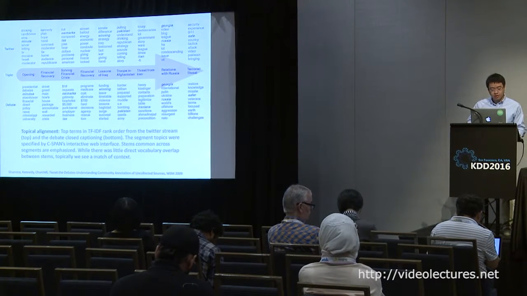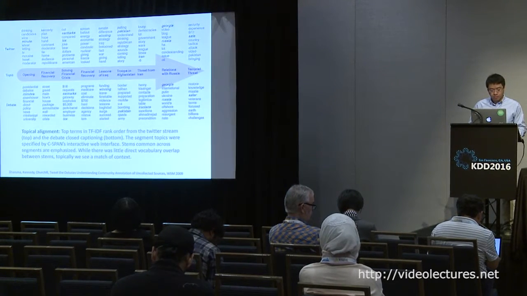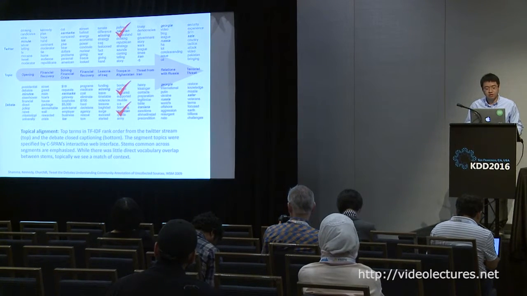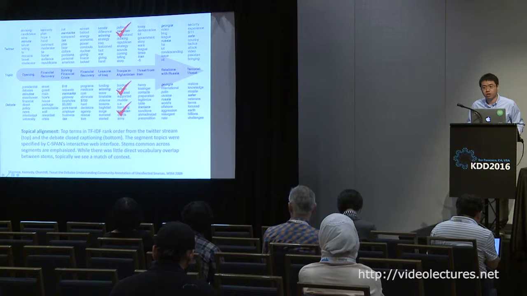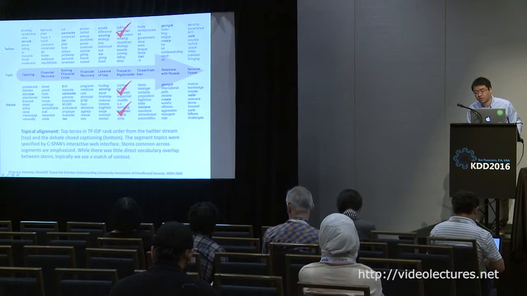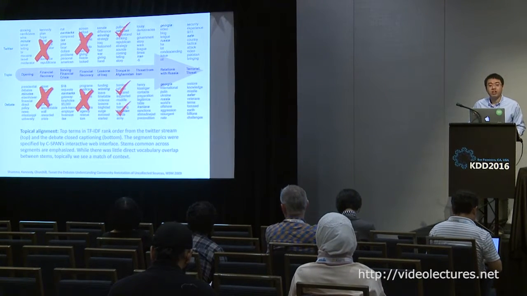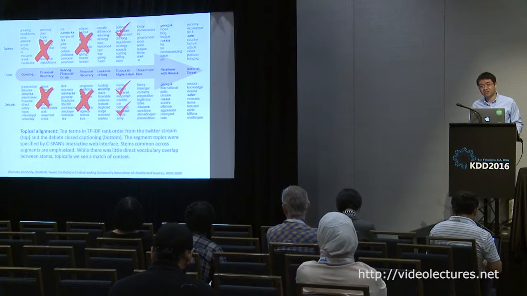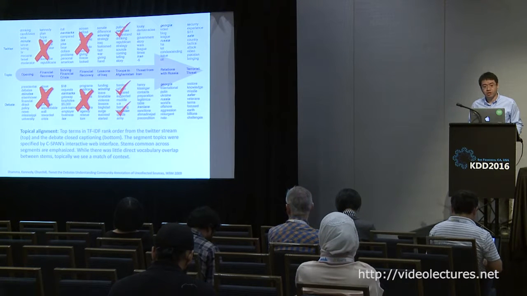And as you can see, some of the alignment makes sense. Right? Some of the words mentioned in Twitter are also mentioned in the debate. Okay? But many of them do not make too much sense. Like for these two segments of the event, the top words of these segments do not appear in the corresponding tweets in the same time window.